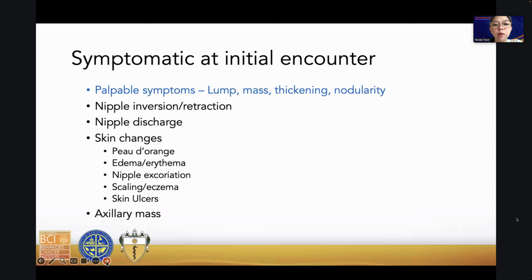Now we go to the approach to the different breast complaints. So more often than not, our trainees don't really see patients who just go for screening. And more often than not, in the OPD, we would encounter patients who are symptomatic or coming in for a breast complaint. So what do we do? In general, most of the time, maybe 90% of the time, patients will come in due to palpable symptoms, such as a lump, a mass, thickening, or nodularity.